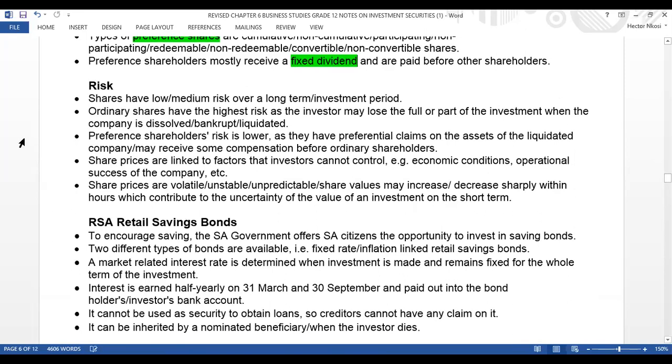Now let's look at the risks when it comes to shares. Shares have low or medium risk over a long-term investment period. Ordinary shares have the highest risk, as the investor may lose the full or part of the investment when the company is dissolved, bankrupt or liquidated. Preference shareholders' risk is lower, as they have preferential claims on the assets of the liquidated company and may receive some compensation before ordinary shareholders. Share prices are linked to factors that investors cannot control, for example economic conditions and the operational success of the company.